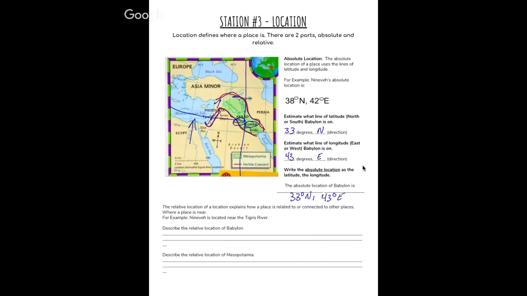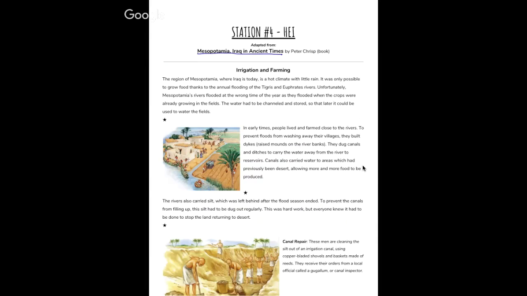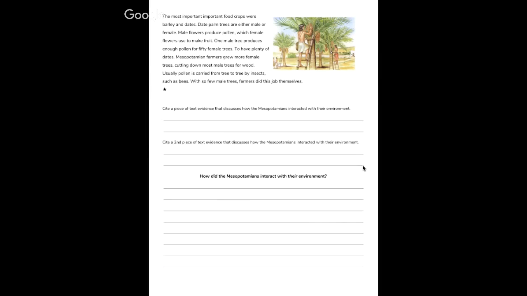Station 3 was location, and we focused on absolute and relative location. And again, we found our absolute location of Babylon, and then we used relative location to describe where Babylon was and to describe where Mesopotamia was. Station 4, we looked at HEI, human environment interaction. We learned about how Mesopotamians interacted with their environment. Okay, so we did that. We answered some questions. We cited evidence using quotation marks. And then we answered the question using a PEEL paragraph, which was great.